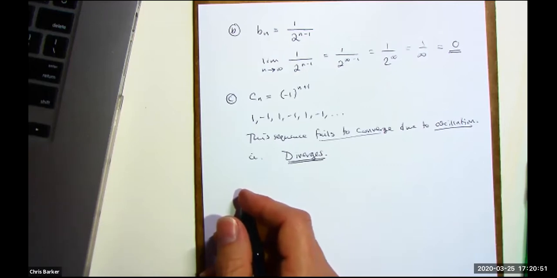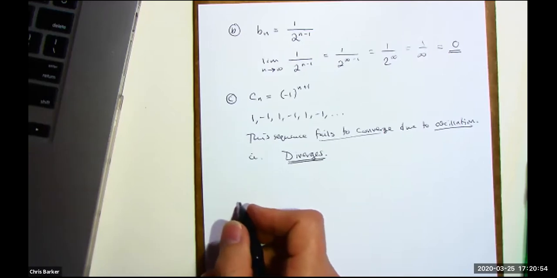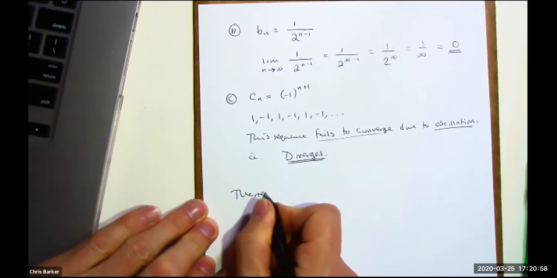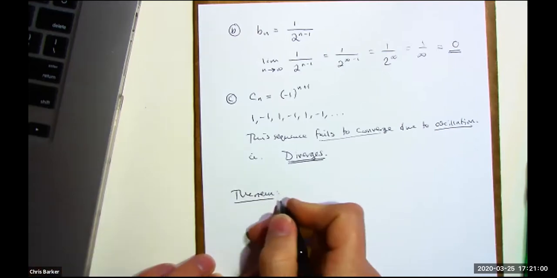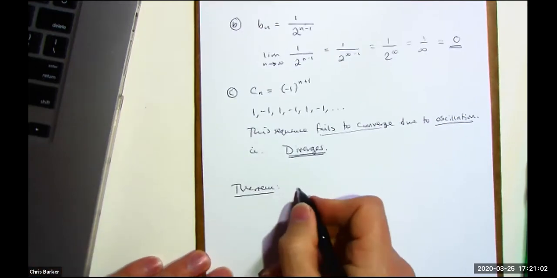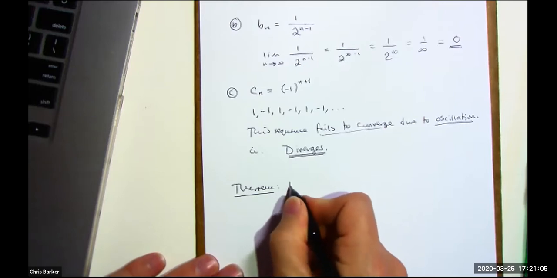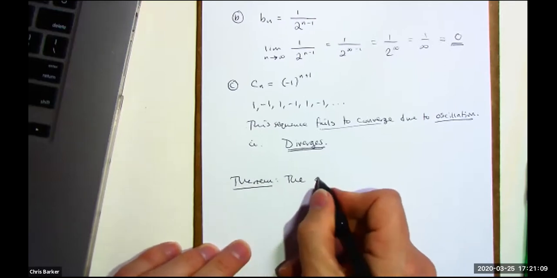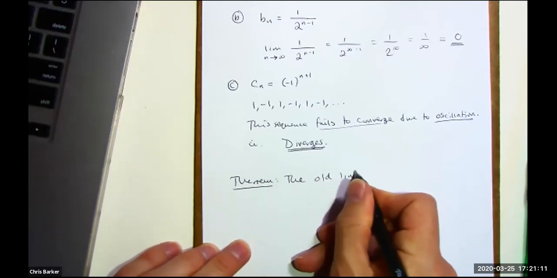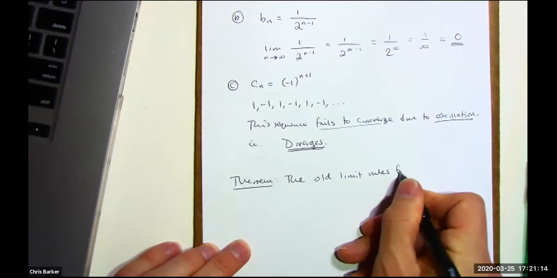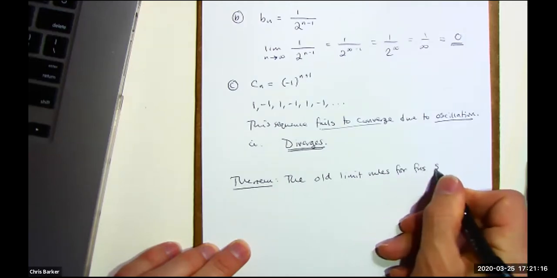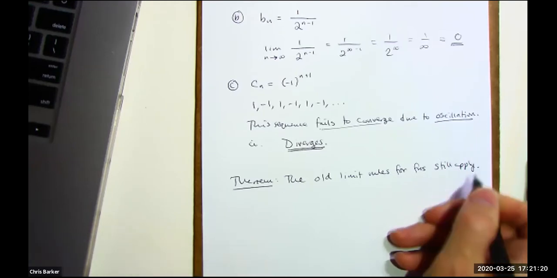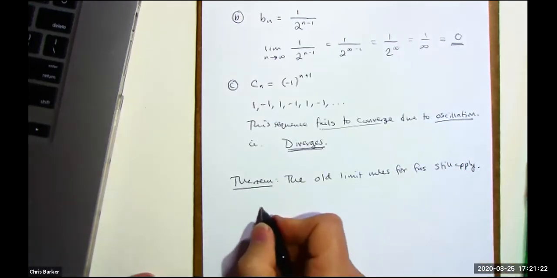Next topic is this. It's just a theorem about when you combine sequences with other sequences and you want to find the limits of the combined sequences. So basically, this is not what your book says, but this is what I'm going to say. The old limit rules for functions still apply. Pretty much. So, rules like this.